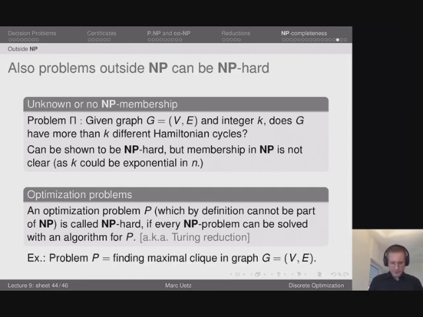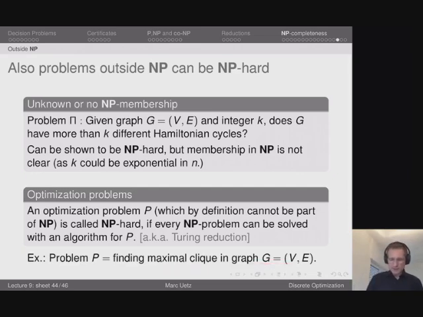So for instance, if you pick the problem down here, that of finding a maximal clique in the graph, if I would be able to solve that problem in polynomial time, then I will also be able to solve the corresponding decision version of the problem, which is an NP complete problem, so P would be equal to NP. Hence, this is an NP hard problem.